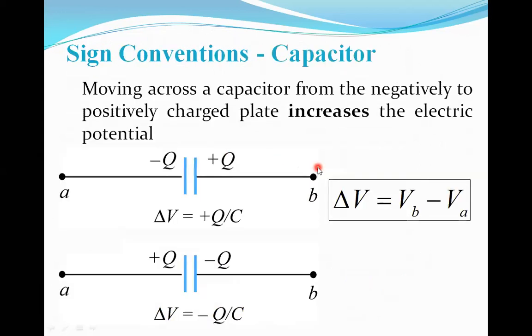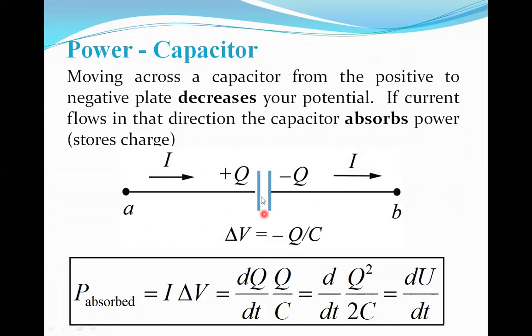If you see here, the current is moving from negative to positive, then del V was equal to plus Q by C. Whereas if the current is moving from the positive to the negative plate of the capacitor, then del V should be equal to minus Q by C.